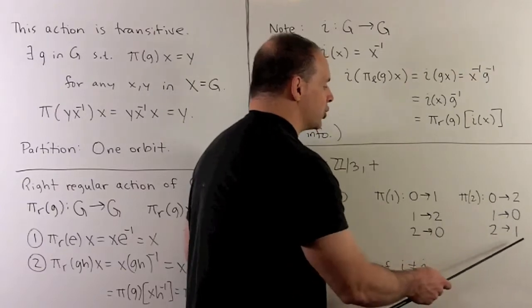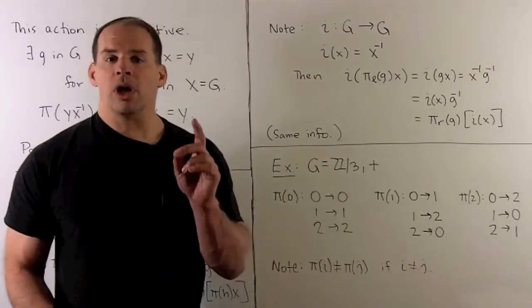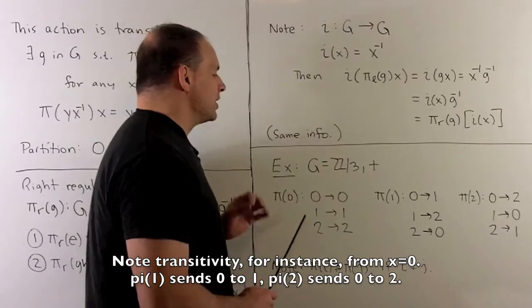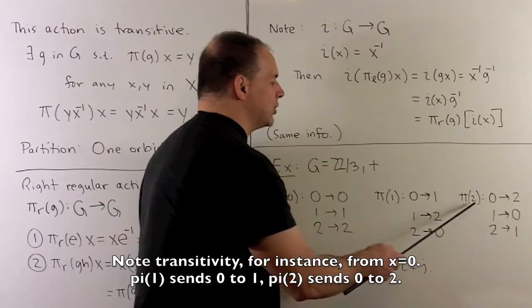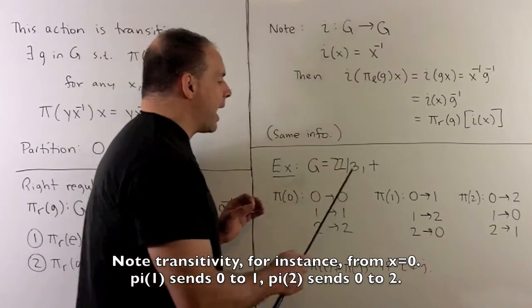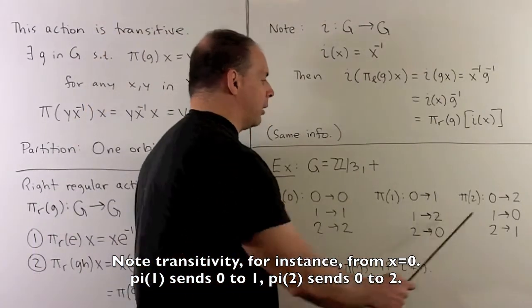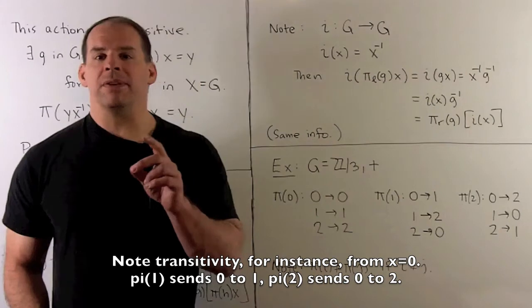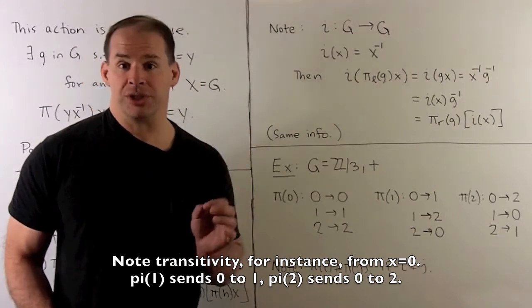So again, a bijection. We also note pi 0 is not equal to pi 1, is not equal to pi 2, is not equal to pi 0. So we're getting all different maps when I consider different group elements. That's going to be a feature of regular actions.